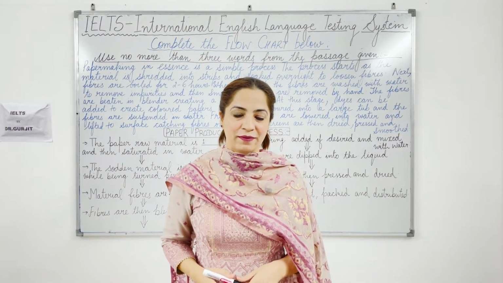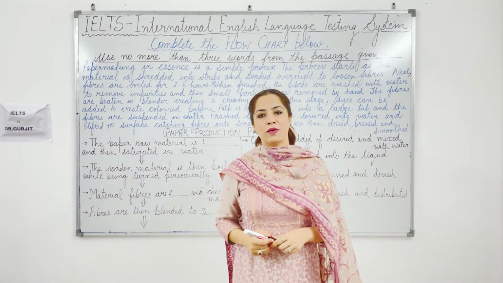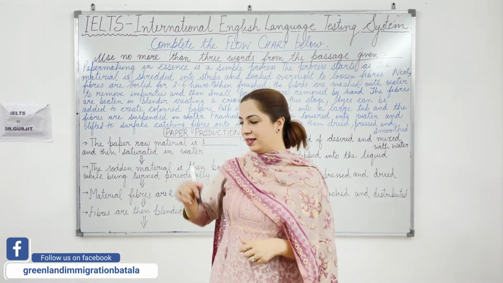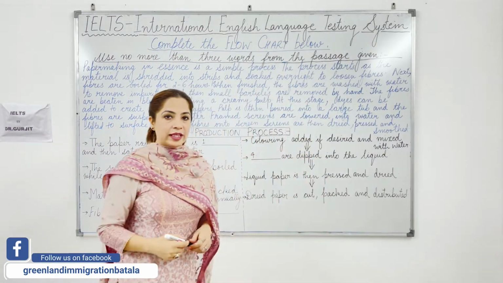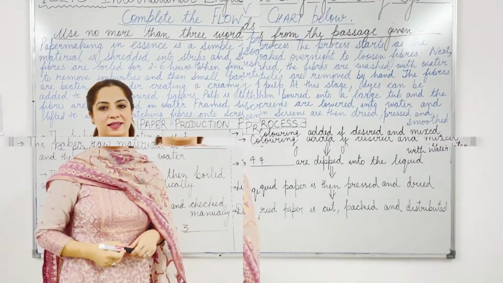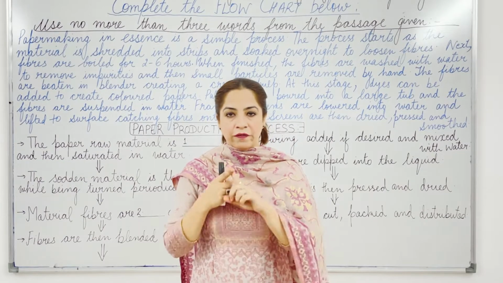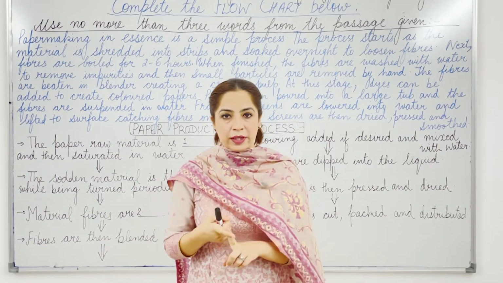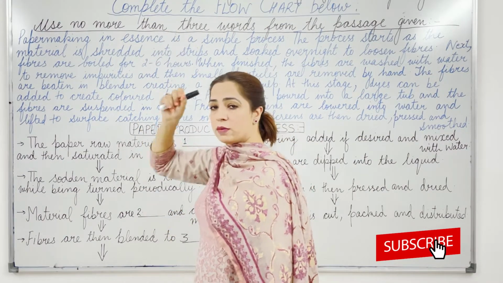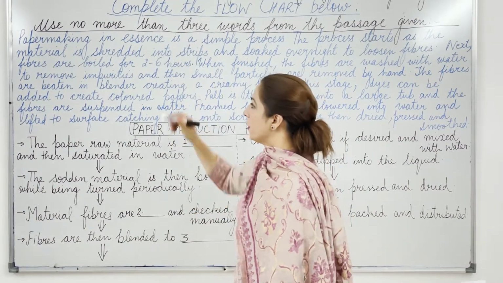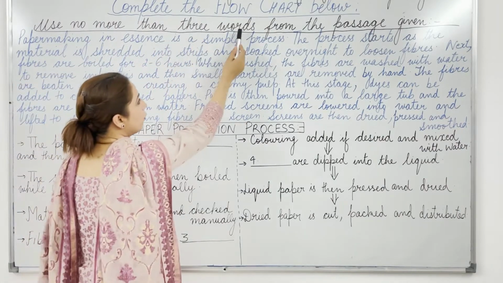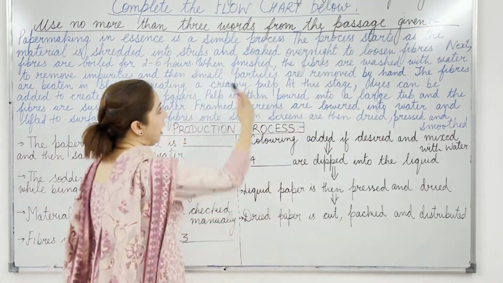So let's begin with today's tutorial: how to answer questions in a flowchart of the reading module of IELTS. Let's get started. You can pause the video and have a look at the passage, and then we'll shift on to the questions. The first and foremost thing before you attempt a flowchart, summary completion or any table in reading, you have to take care of the instruction, which is the most important part. I'll tell you how. Read the instruction here. It is: use no more than 3 words from the passage given below and complete the flowchart.